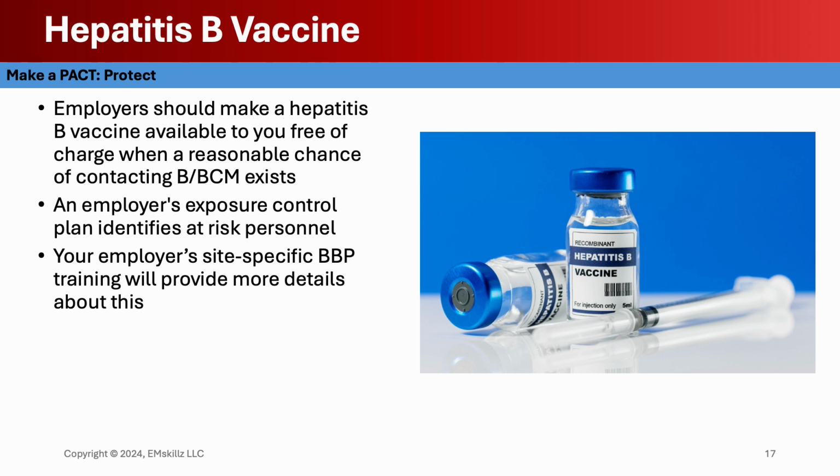Hepatitis B vaccine. Employers should make a hepatitis B vaccine available to you free of charge when a reasonable chance of contacting blood or blood-containing material exists. An employer's exposure control plan identifies at-risk personnel. Your employer's site-specific bloodborne pathogen training will provide more details about this.